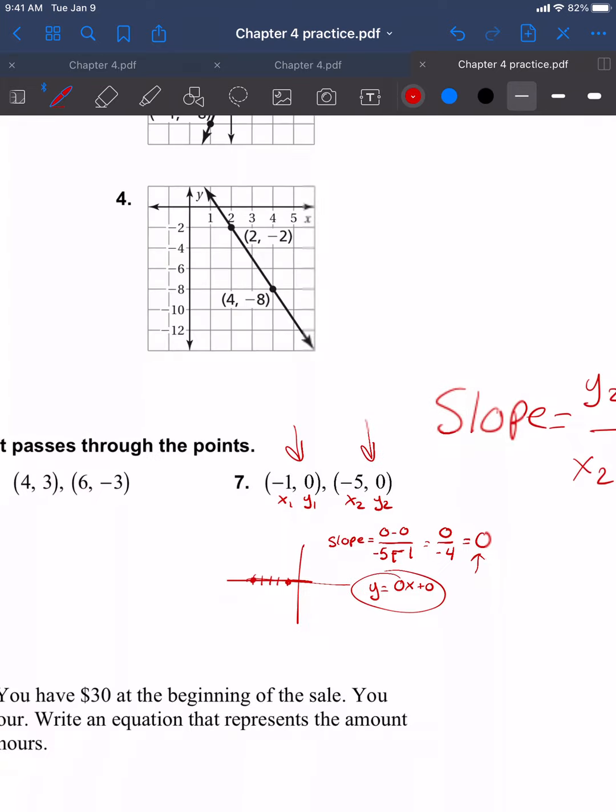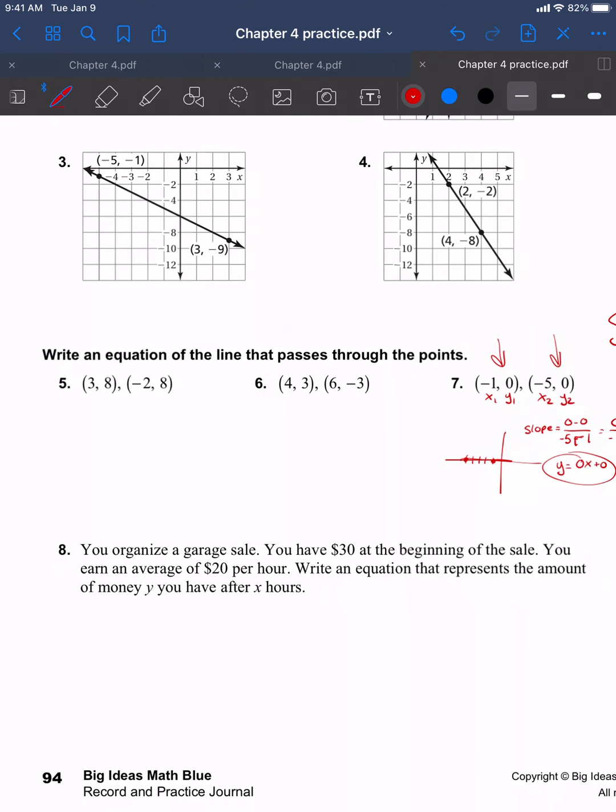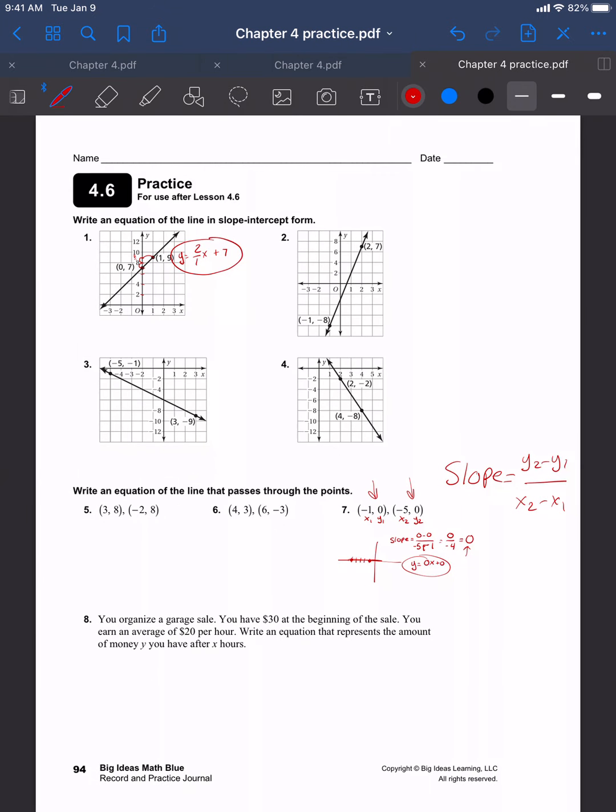Okay, so that's what you're going to do for 5 through 7. And then number 8, I want you to try that one on your own, okay? So your homework is just 1 through 8. That's it. And we already did 2 together.